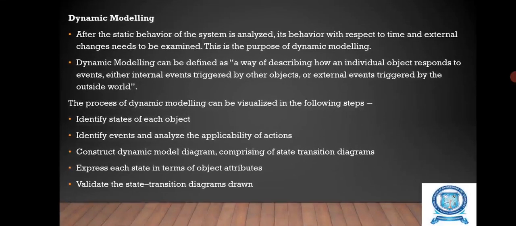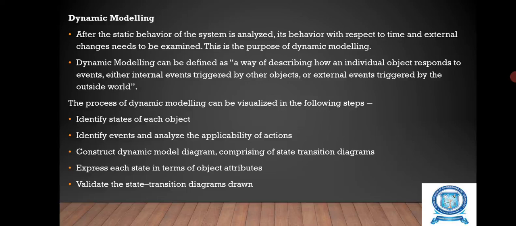Dynamic modeling. After the static behavior of the system is analyzed, its behavior with respect to time and external changes needs to be examined. This is the purpose of dynamic modeling. Dynamic modeling can be defined as a way of describing how an individual object responds to events, either internal events triggered by other objects or external events triggered by the outside world.